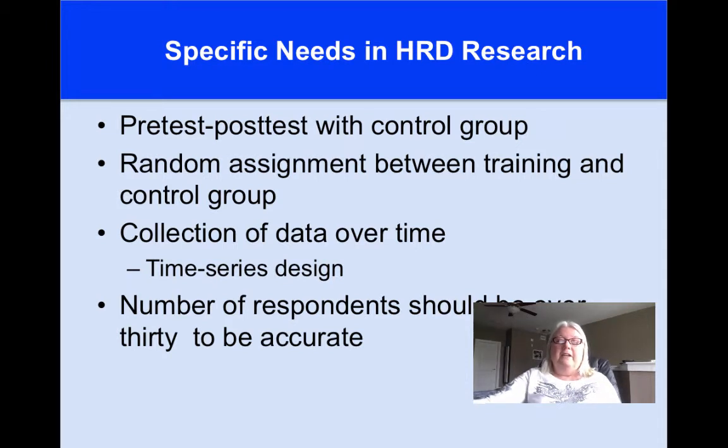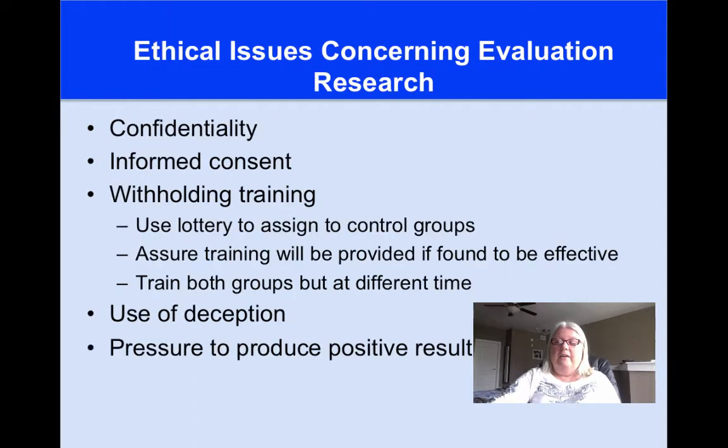Okay, and then we have to consider the number of respondents. The book talks about needing at least 30 to be accurate. Some researchers say you need many more. Some say you even need 100. Kind of depends on what you're trying to do and the level of confidence that you want in that.